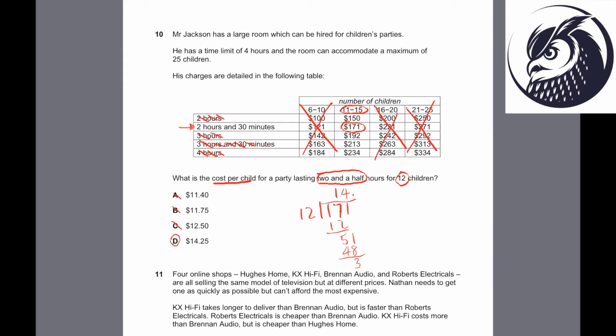But for the sake of today, we're going to go through the whole solution. So we're going to put a decimal point, and we're going to add the extra 0 down there. And then we know that 12 goes into 30 twice. That gives us 24, a remainder of 6. And then you bring down the 0, and therefore 12 goes into 60 5 times. So you get $14.25, confirming your answer of D.